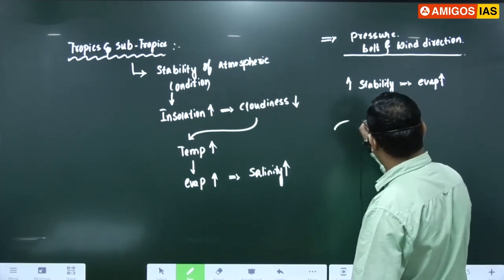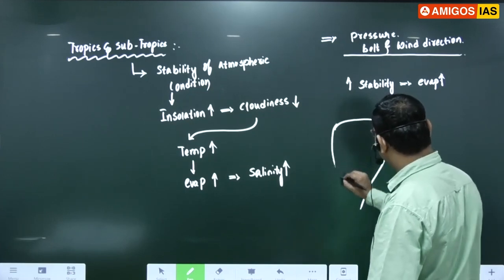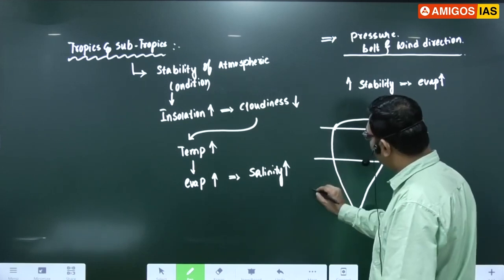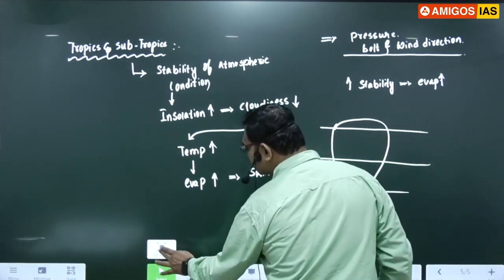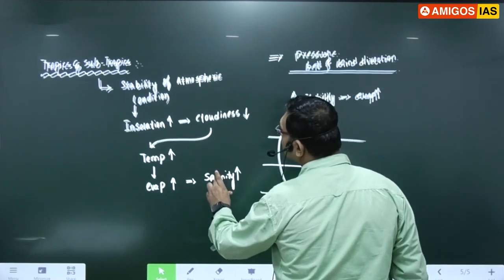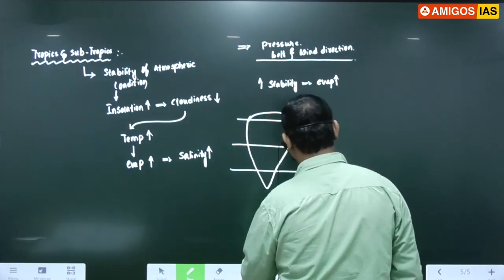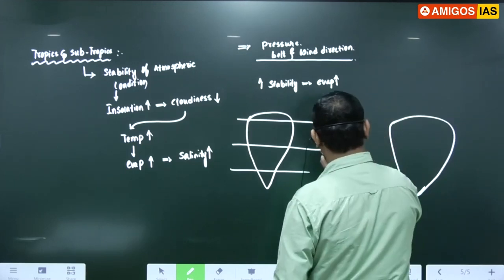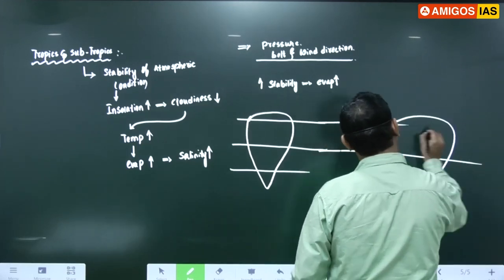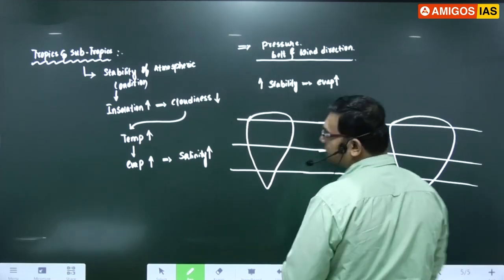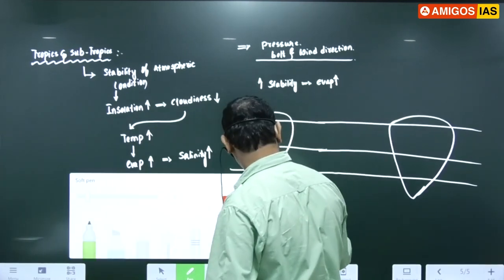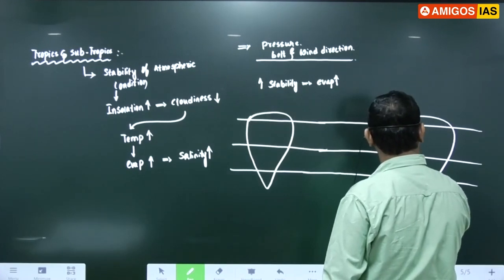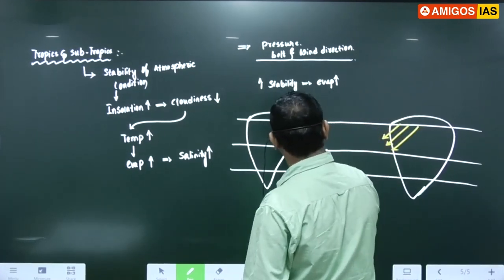Suppose this is my one landmass. This is equator. This is Tropic of Cancer. This is Tropic of Capricorn. Okay. Now, this is one landmass again. We have equator, Tropic of Cancer, Tropic of Capricorn. So which winds are these?